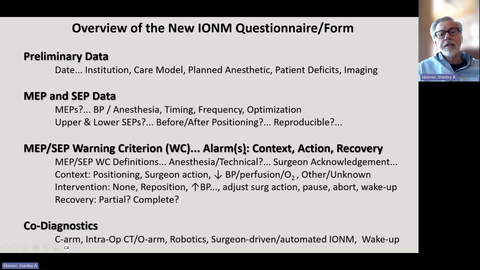The third section is to do with alarms. 3 possible alarms can be listed for both MEP and SEP as well. So a total of 3 MEP and 3 SEP alarms could be listed in the form. Questions are asked with regard to definitions of warning criteria, anesthesia and technical issues, and surgeon acknowledgement. In addition, questions on context of the alarm, intervention made based on the alarm, and recovery.